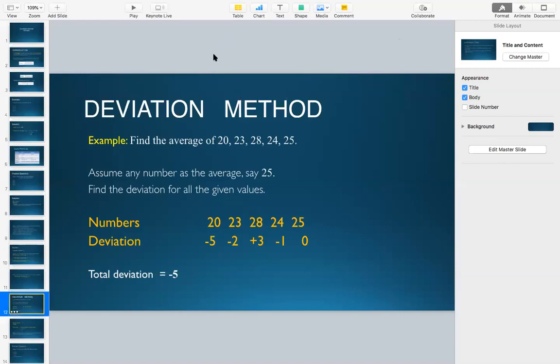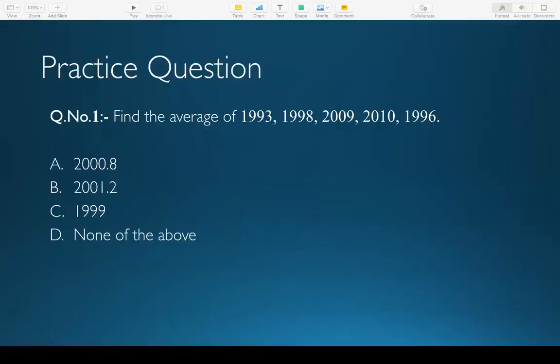Okay. So what you need to do now is solve this question, and my request to you would be to solve it with the help of the deviation method. And for the ones who have a good calculation speed, please try this question without pen and paper. It should not take you more than 30 to 40 seconds.